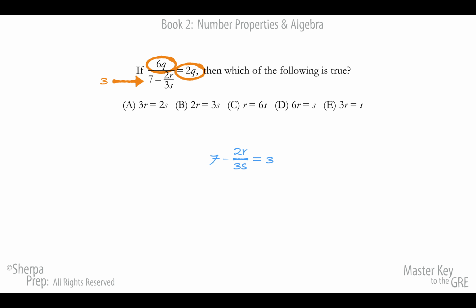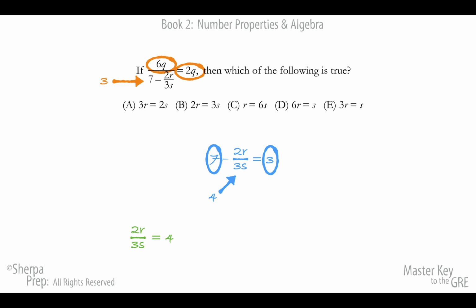Likewise, when we look at this equation right here, if we step back and think about it holistically, we've got 7 minus something equals 3. Well, that something's got to be 4, right? Because 7 minus 4 equals 3. So another thing we could do to simplify this problem, we could say that the 2r over the 3s, well, that's the same thing as 4.